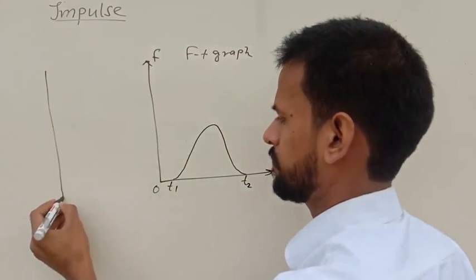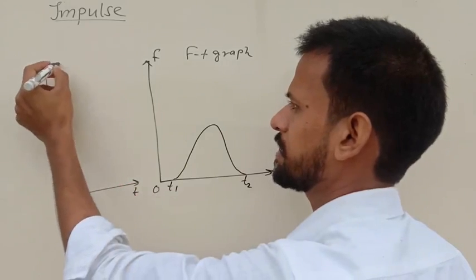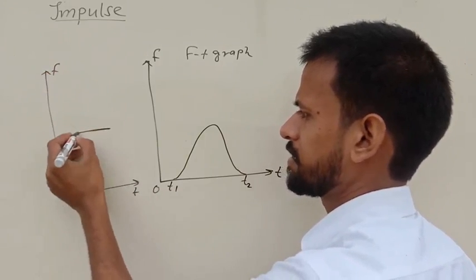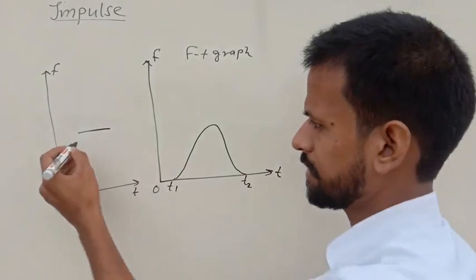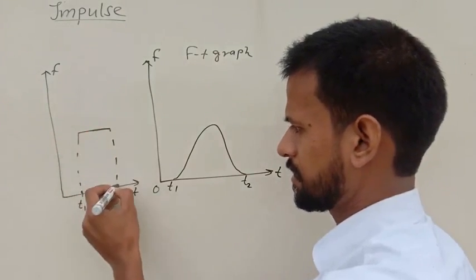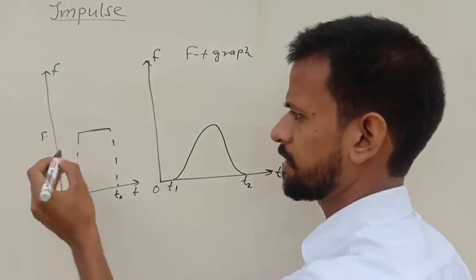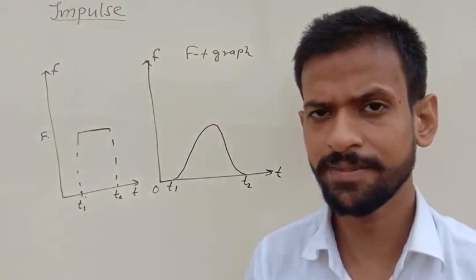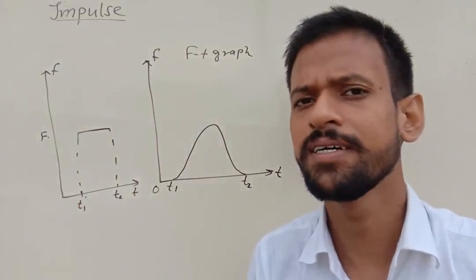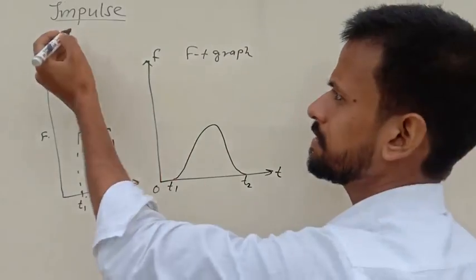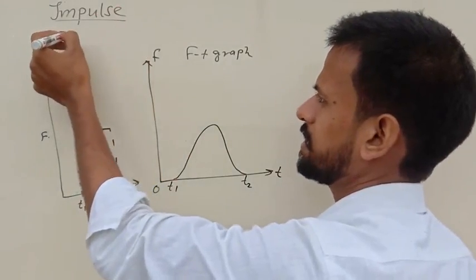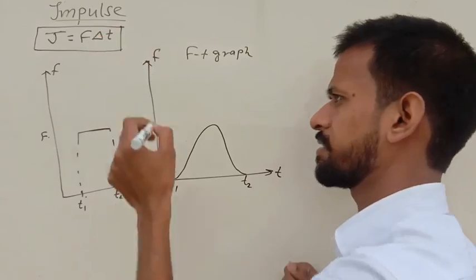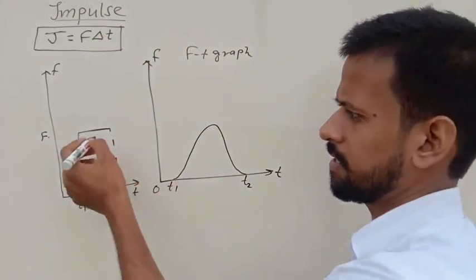Again, one more graph, that is F versus T. Suppose F is constant. In any other case, suppose F is constant, this is T2 and this is F. What is the definition of impulse? That is force acting on a body for a short duration. So impulse is basically denoted by J, and this is equal to F del T. This is the impulse.